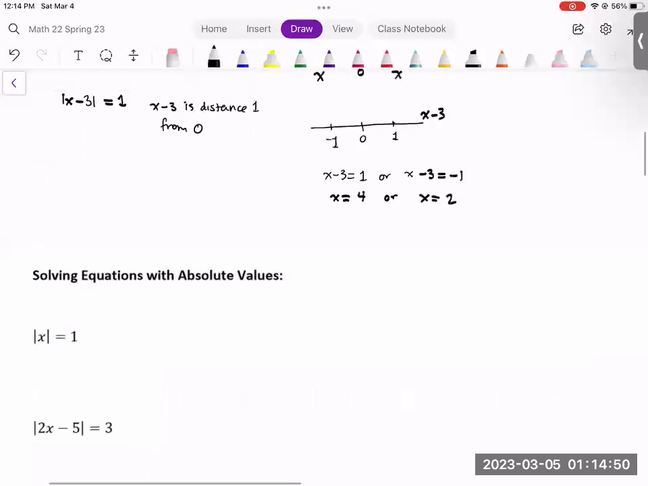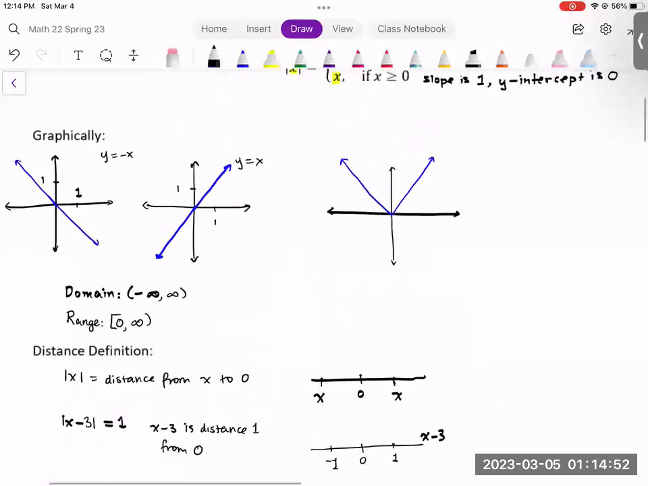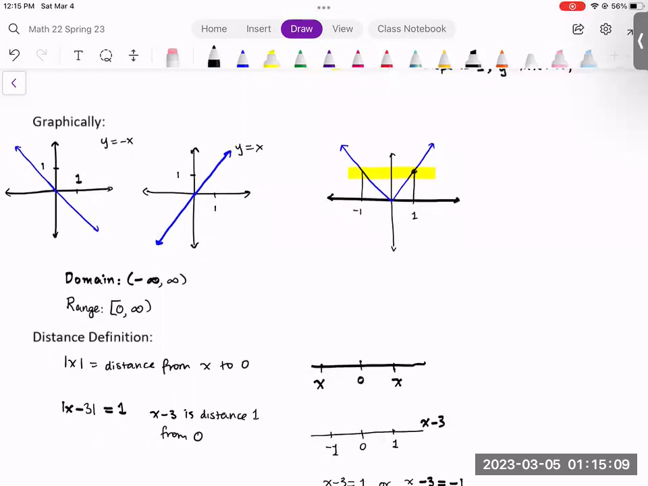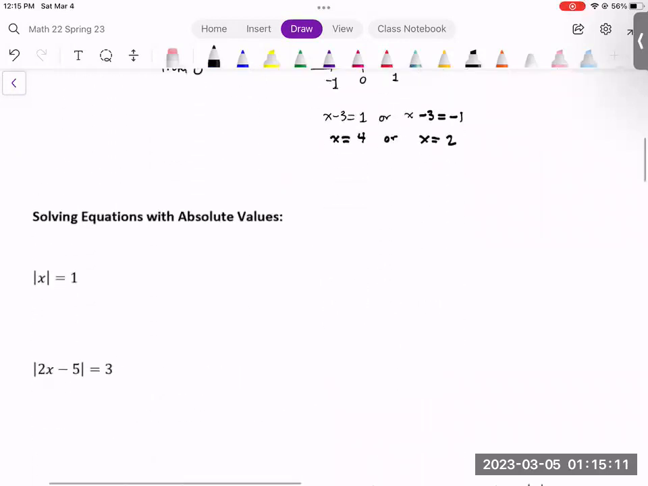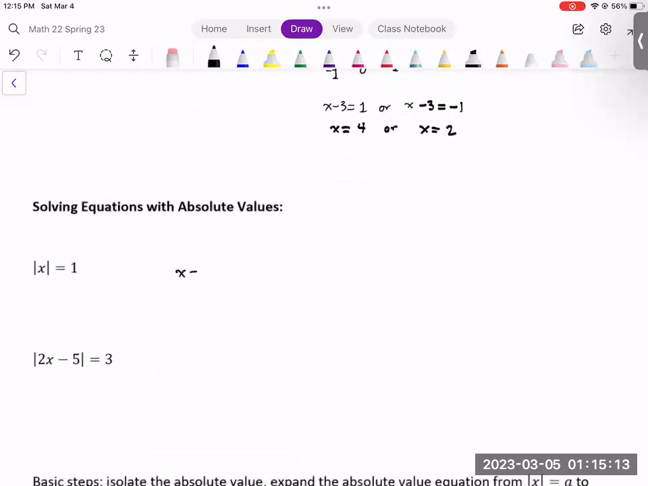So if we go up to our graph and think about it, we want to know when is our output equal to 1. And if we look across, we'll see that there are actually two values at 1 and at -1. So we could say x equals 1 or x equals -1.